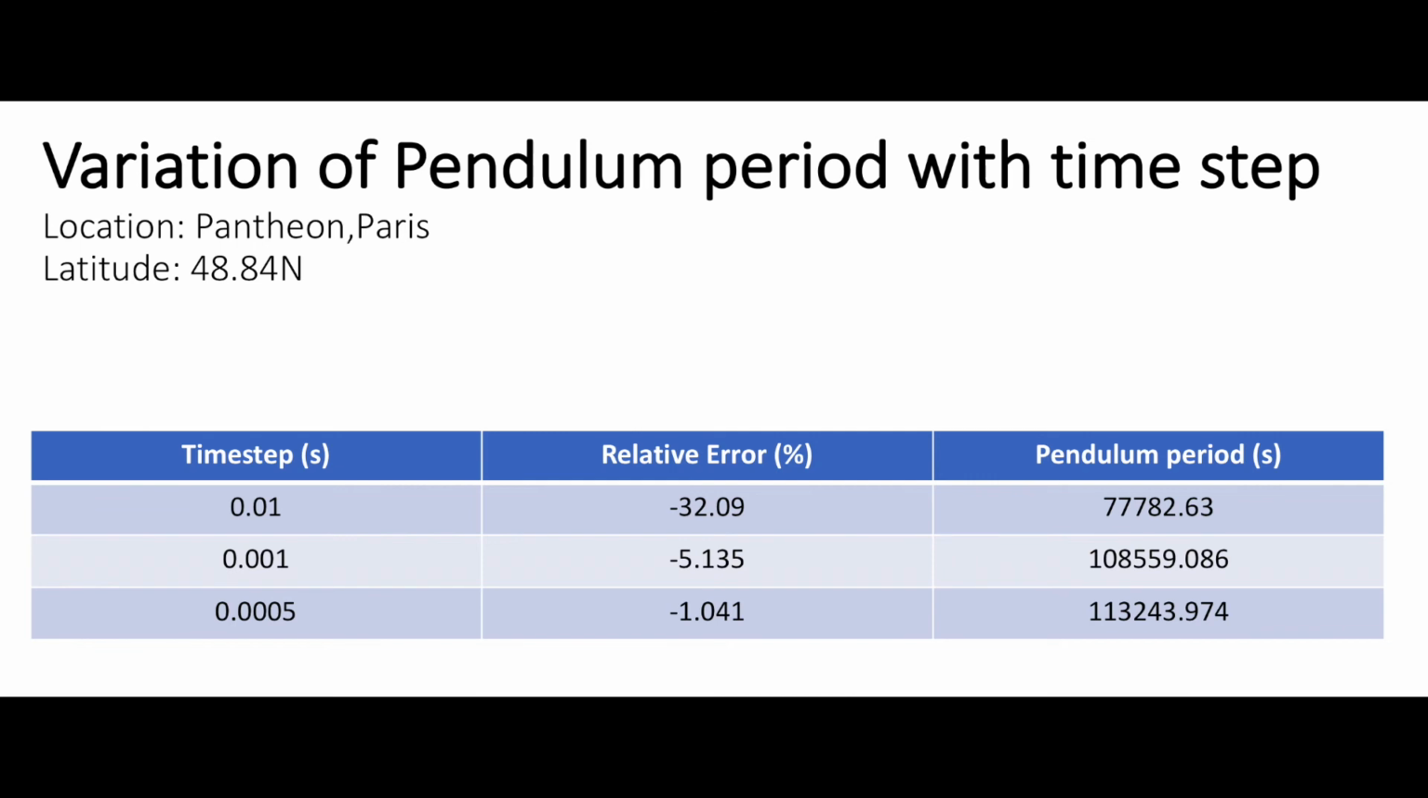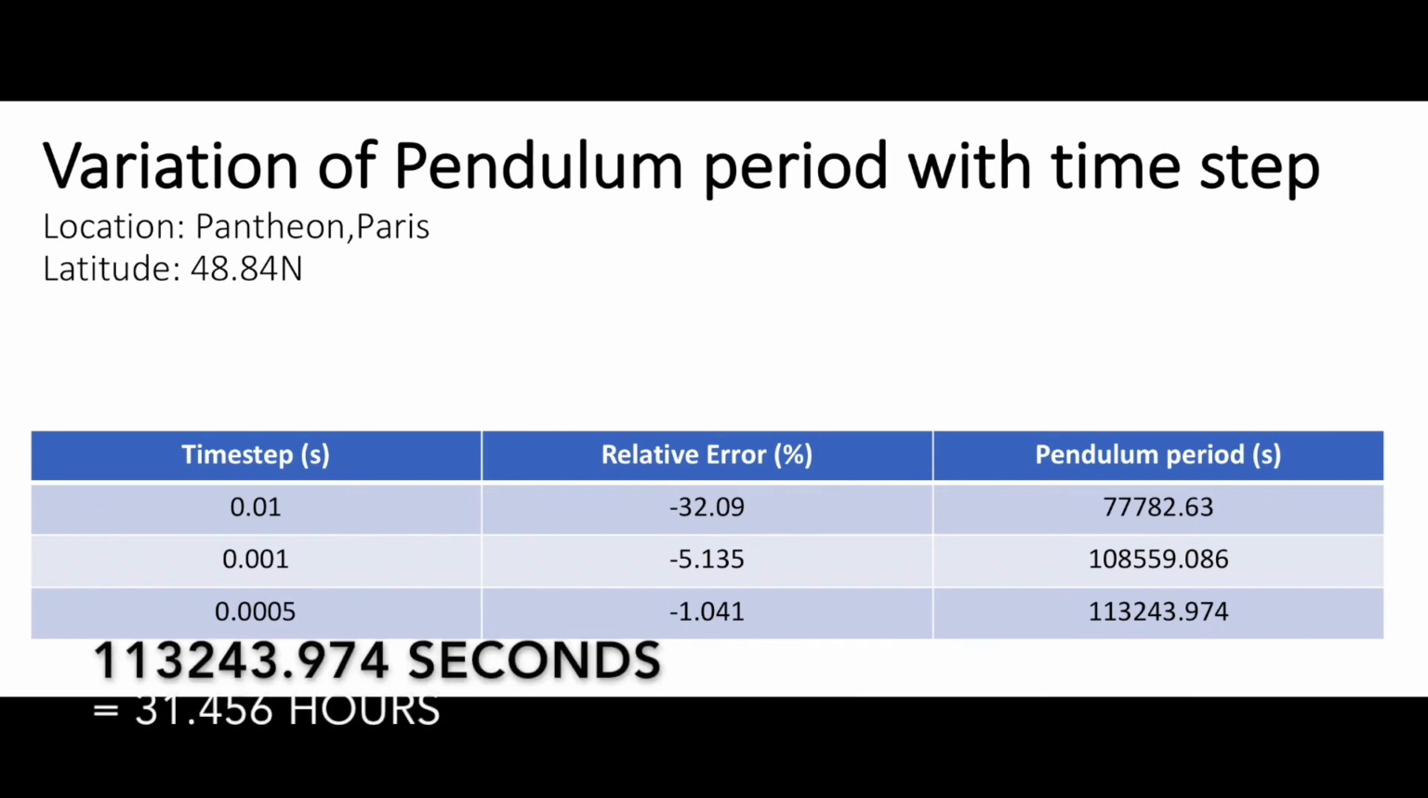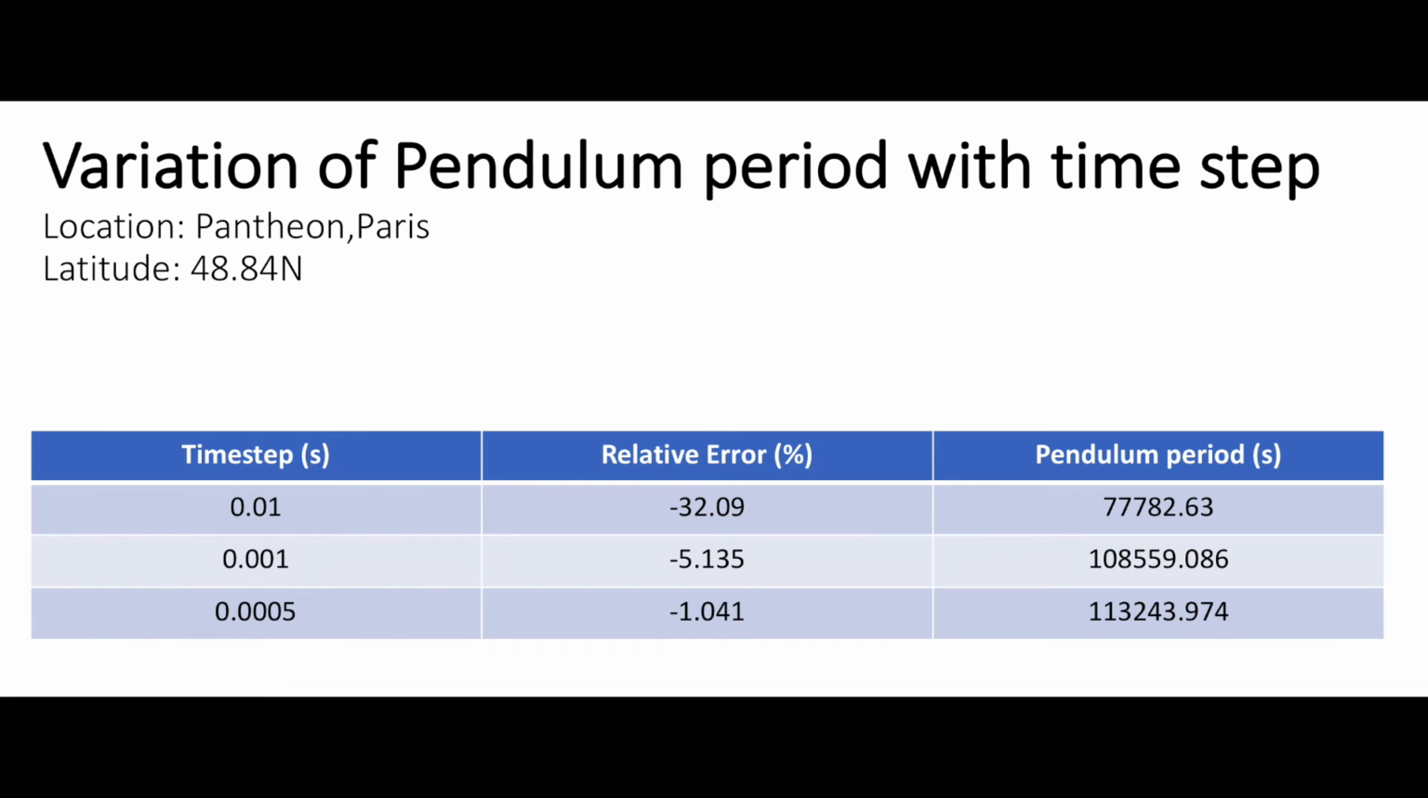The value obtained from our simulation is only around 1% off at 31.45 hours. Notice also from the data we've collected by experimenting with Foucault's original setup that choosing an appropriate time step is critical to the accuracy of the simulation.